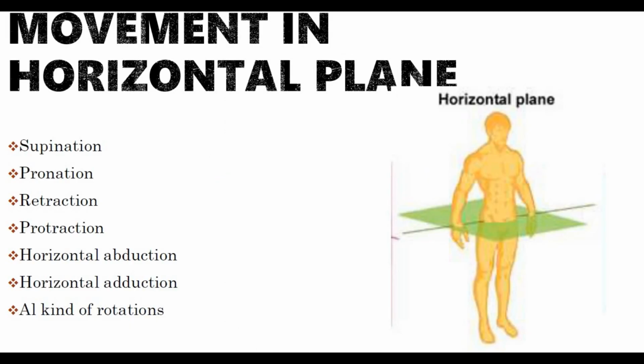So some movements taking place in the horizontal plane are pronation and supination of forearm, the retraction and protraction of your scapula, then horizontal abduction and horizontal adduction of the shoulder, and all kind of rotations, hip rotation and shoulder rotations takes place in this plane.